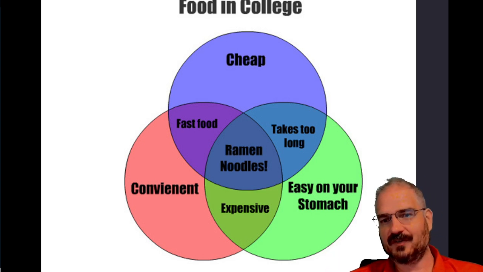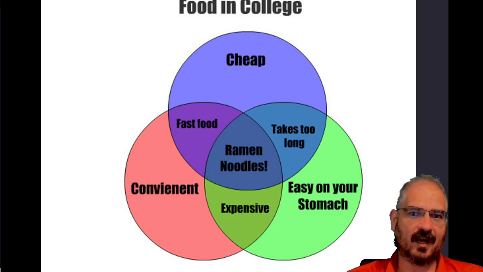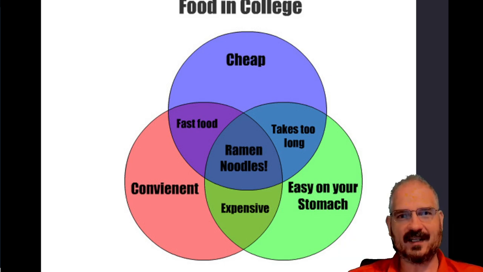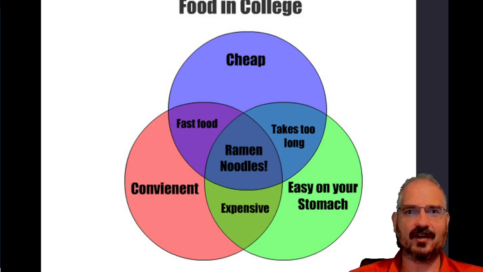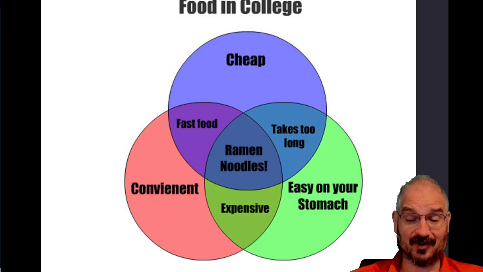Then the green circle is easy on your stomach, and the blue circle is cheap. But if it's both easy on your stomach and cheap, the only thing that exists where those two overlap, the only thing that exists in both of those groups, both cheap and easy on your stomach, is food that takes way too long, right? But where all three overlap, cheap and convenient and easy on your stomach, the one thing that exists in all three categories is ramen noodles. And I ate a lot of ramen noodles in college.